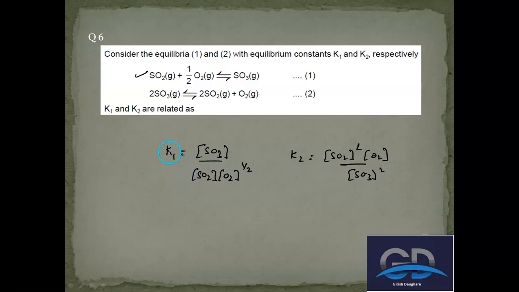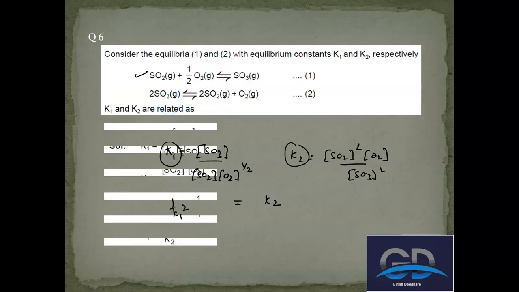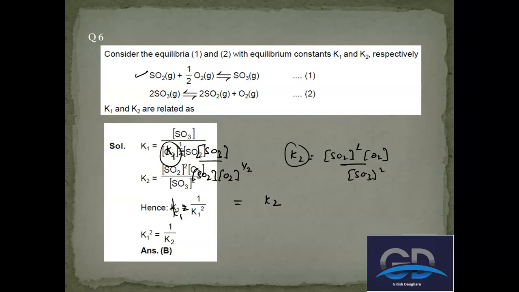So if you were to see, K2 is in fact the reciprocal. If you take the reciprocal of K1 and then square it, the expression that you get is equal to K2. Therefore for this question, we can say that the answer is B. Options are not mentioned over here, but option B was K2 is equal to 1 by K1 square.